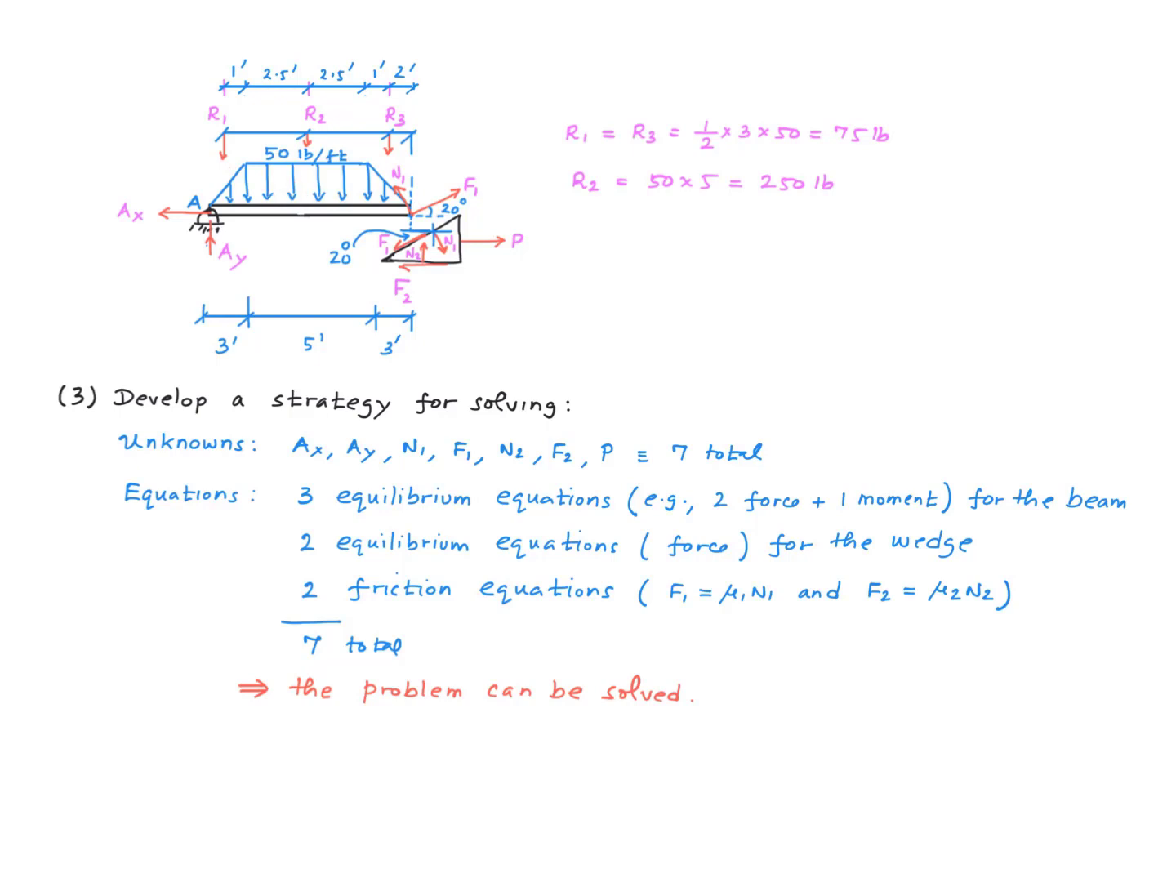We can write down 2 force equations and 1 moment equation for the beam, so that'll give us a total of 3 equations for the beam. We can write down 2 force equilibrium equations for the wedge, right? And then we have 2 friction equations, one for this interface right here and another one for this interface right there. So we have a total of 7 equations, and therefore the problem can be solved.